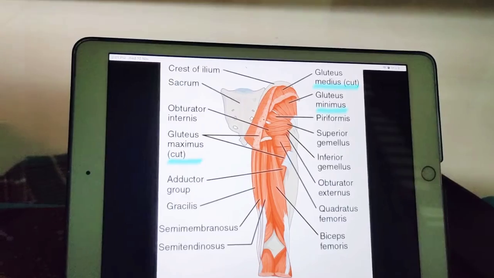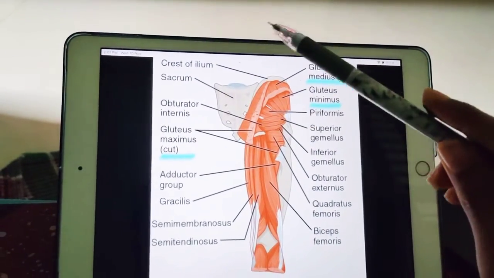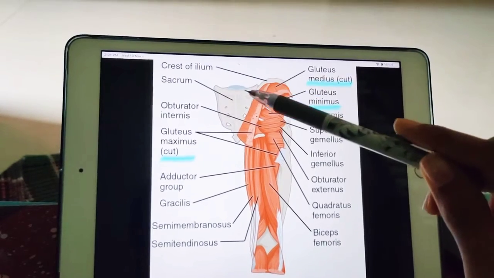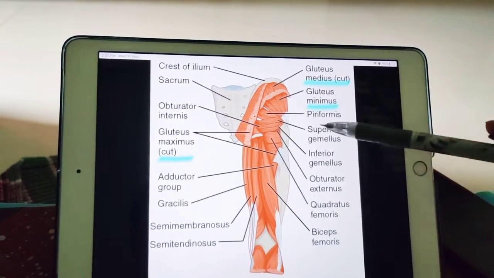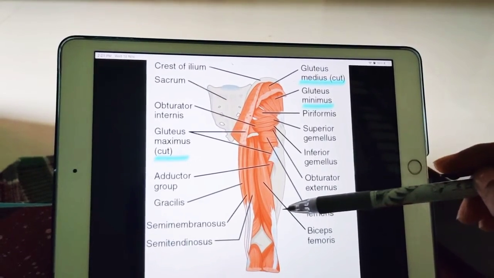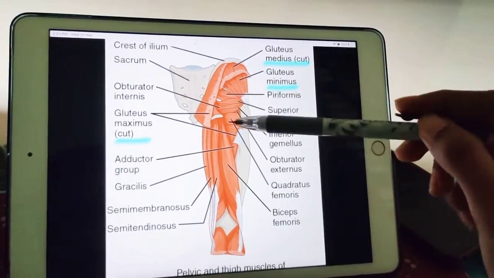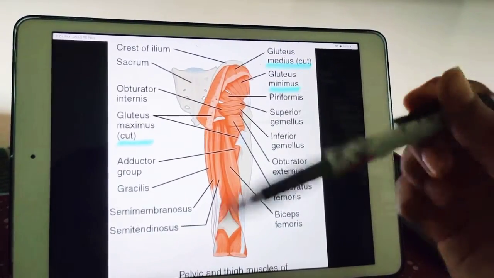So this is about gluteus maximus. You can say in short form it is coming from the iliac crest, from the sacrum, from the coccyx, and getting inserted into the gluteal tuberosity of the femur and also to the iliotibial tract, and it is supplied by the inferior gluteal nerve. Now let us understand what are the structures which are inside the gluteus maximus.